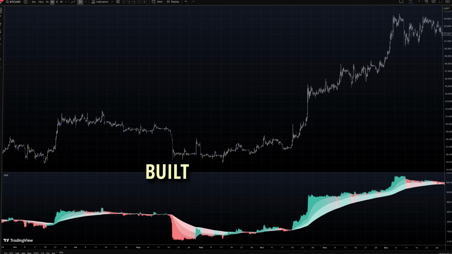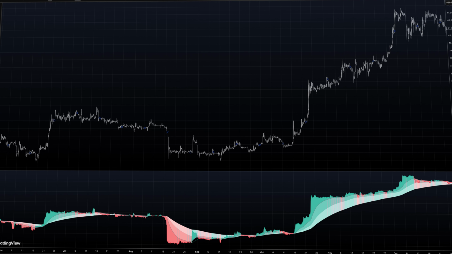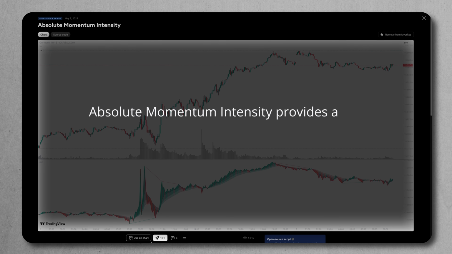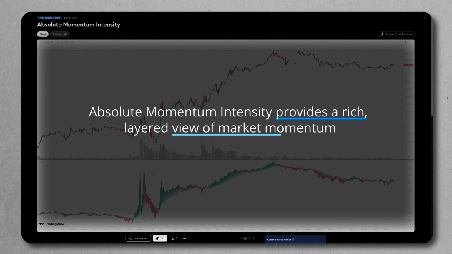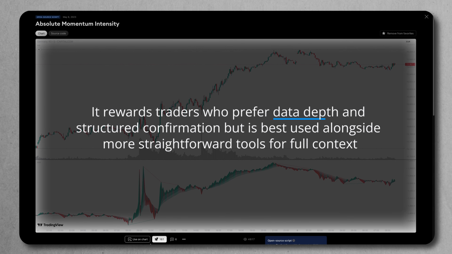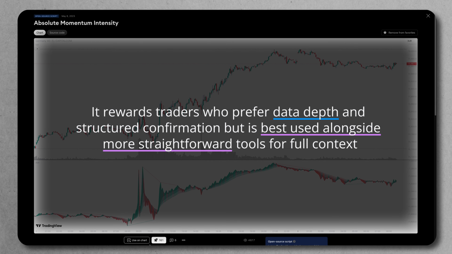However, since it's built on a custom momentum formula, it may take time to interpret effectively and works best when paired with simpler, familiar tools. Absolute Momentum Intensity provides a rich, layered view of market momentum. It rewards traders who prefer data depth and structured confirmation, but is best used alongside more straightforward tools for full context.